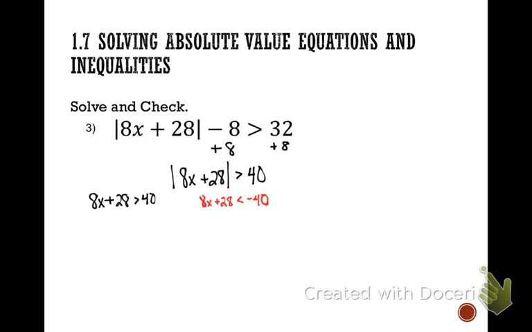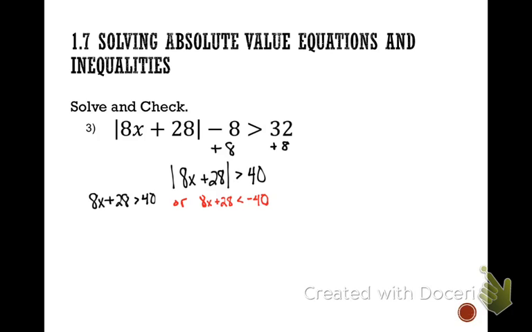What changed from the black one to the red one? Did the part inside the absolute value change? No, the 8x plus 28 didn't change. What did change though? The symbol and the sign, right? Of the 40. So a positive and a negative. So if you have a greater than, you're going to have a less than, or a greater than or equal to, or a less than or equal to. If you have a positive, then it's going to be a negative. Just like we did before, this is an or statement. You can write it all out at the same time.